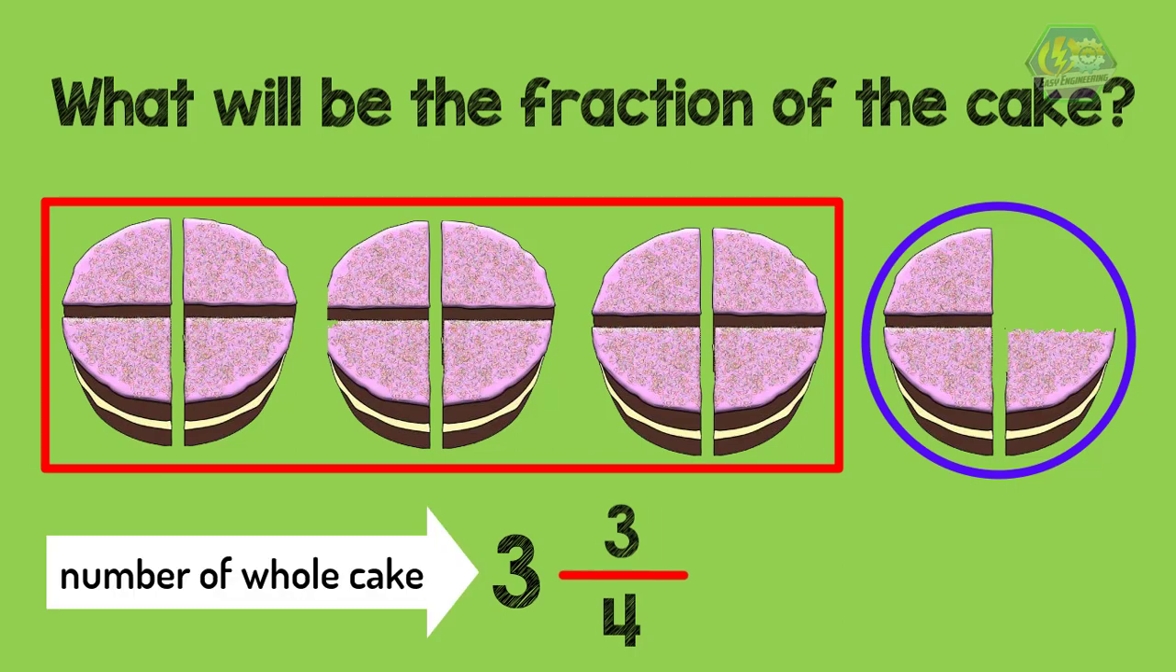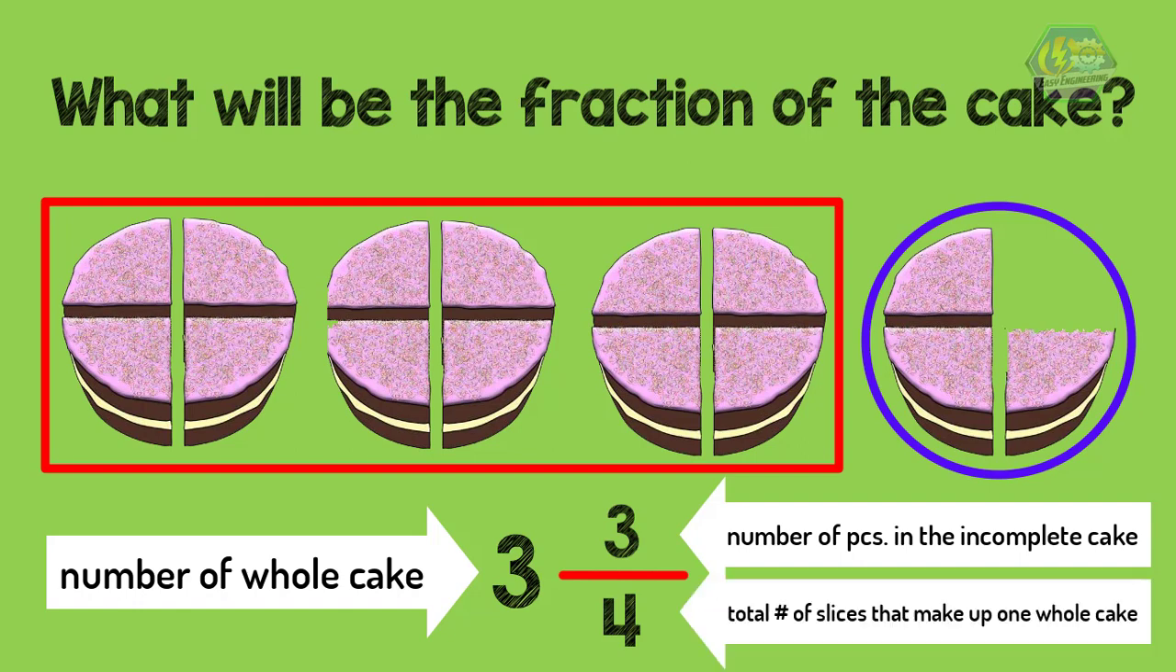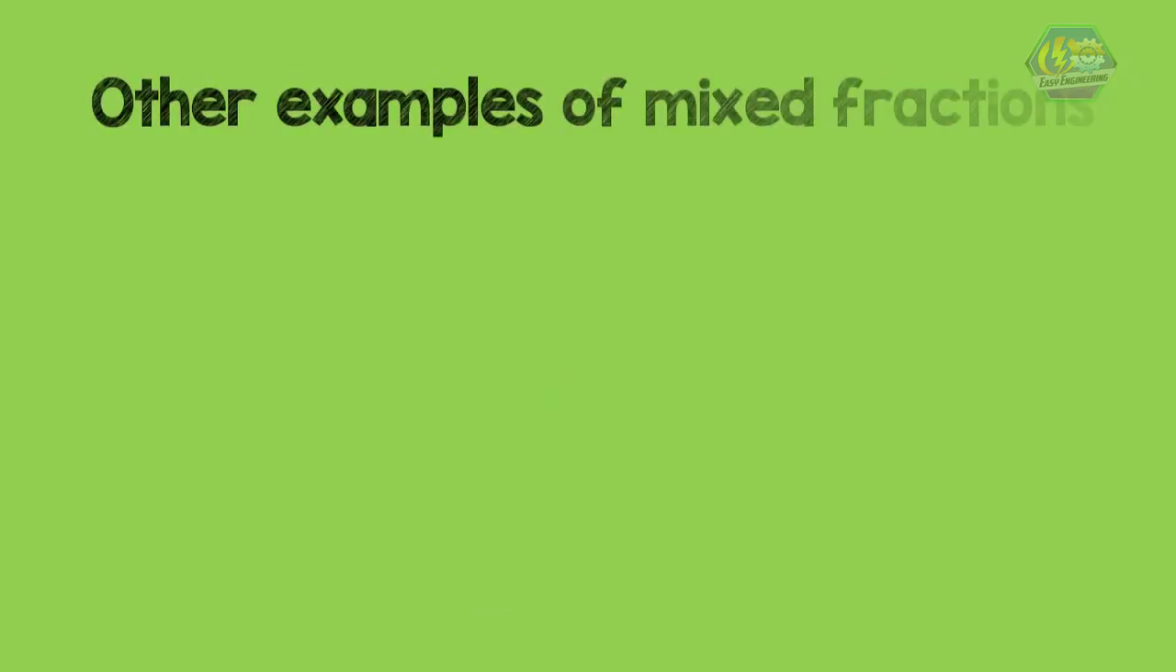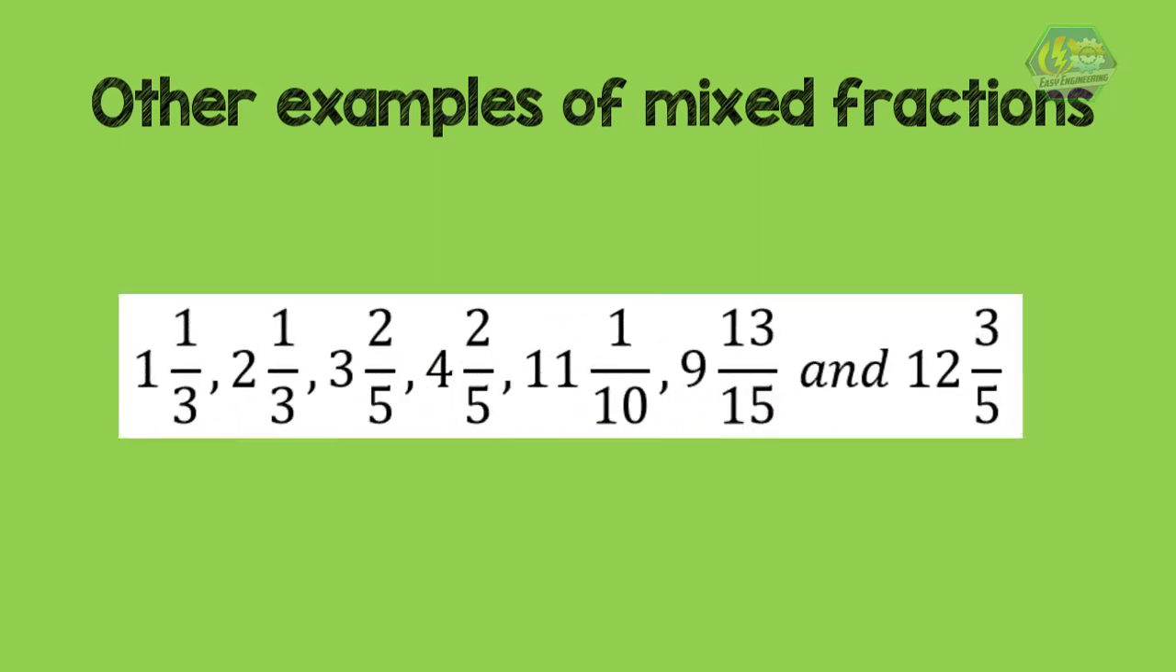The whole number is 3, the number of whole cakes we have, and then the numerator 3 is the number of pieces in the incomplete cake, and the denominator 4 is the total number of slices that make up one whole cake. So based on the example, a mixed fraction is a combination of a whole number and a proper fraction. Here are other examples of mixed fractions. So those are the three types of fractions.